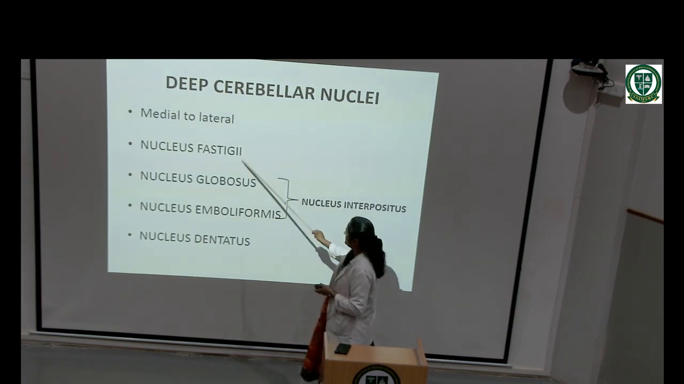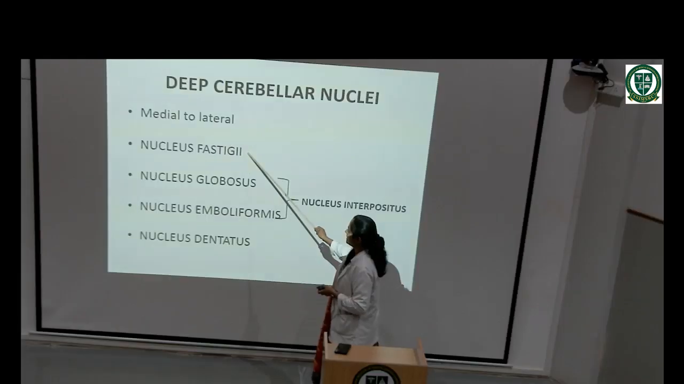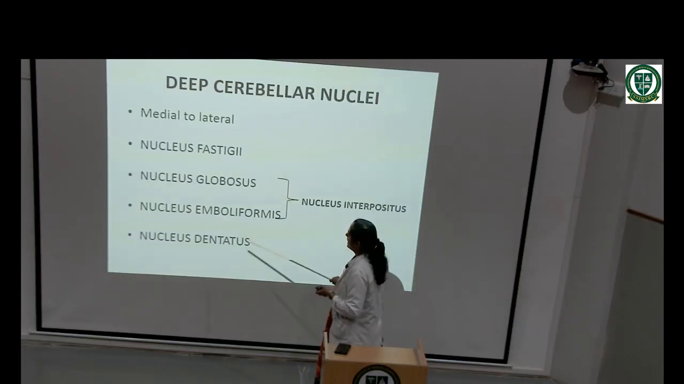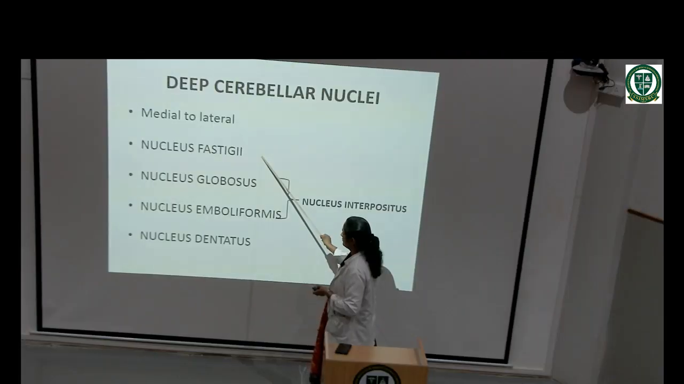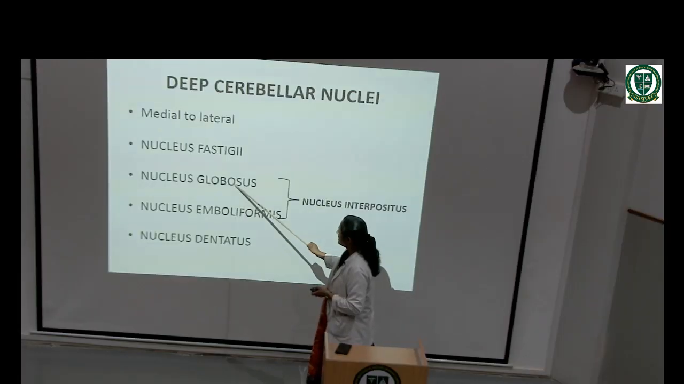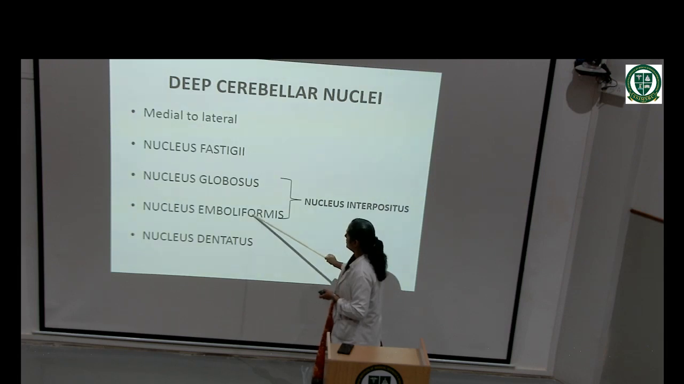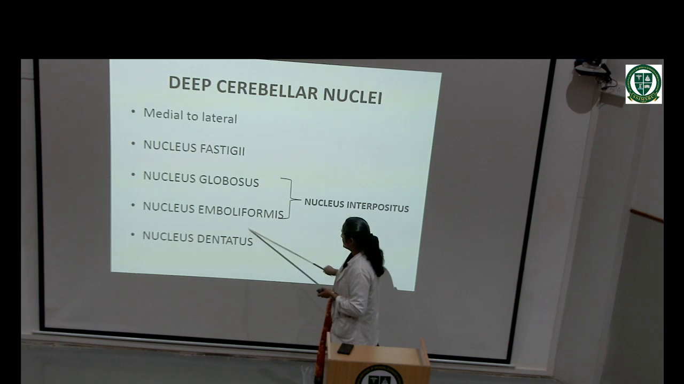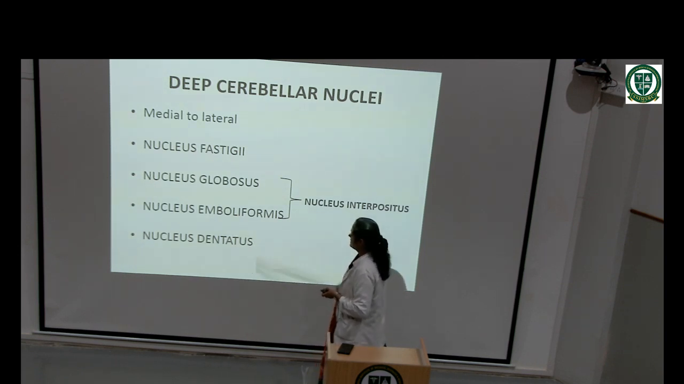As we have already seen, the nucleus fastigii has connections with the archicerebellum or the vestibulocerebellum, concerned with maintenance of equilibrium. Nucleus globosus and nucleus emboliformis are connected to the spinocerebellum and help in controlling the axial and peripheral muscles. Nucleus dentatus is connected to the lateral cerebral hemisphere and functions in regulating skilled motor activity.